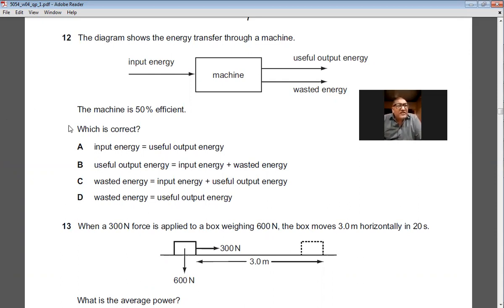So which statement is correct? The input energy is equal to useful output energy, that's wrong. The useful output energy is equal to the input energy plus the wasted energy, that is wrong. The wasted energy equals input energy plus the useful output energy, that is wrong. The wasted energy is equal to the useful output energy, that is the right answer. So I think D is the right choice.